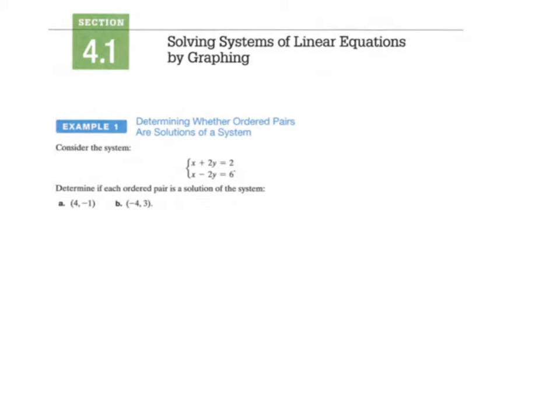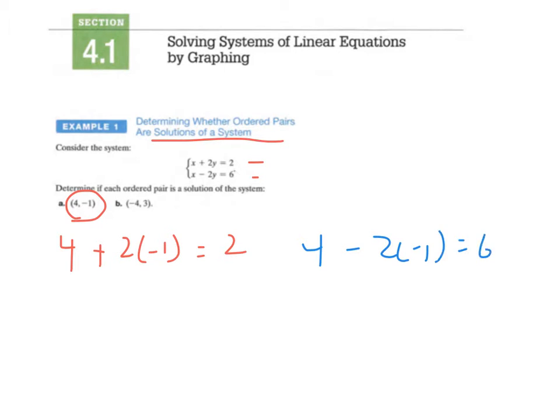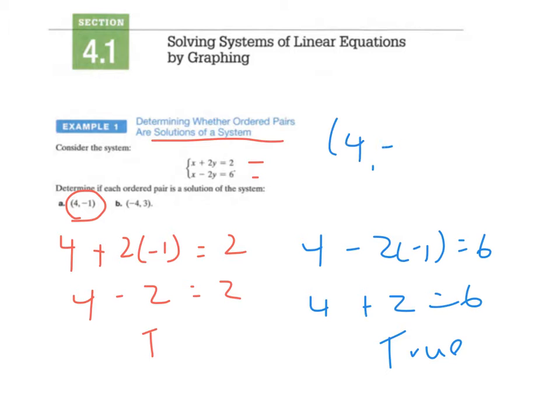To determine whether ordered pairs are a solution, we're going to put this pair into each equation and see if it gets the same number. So if we put 4 in for x and -1 in for y, and then put 4 in for x and -1 in for y in the other equation, we see if they get the right answer. So we have 4 minus 2 equals 2, which is true. And then we have 4 plus 2 equals 6, which is also true. So (4, -1) is a solution.